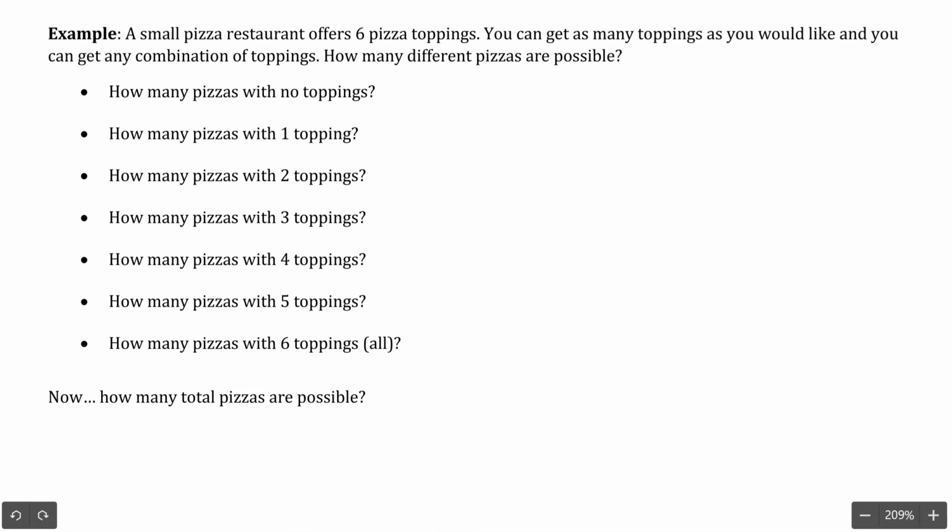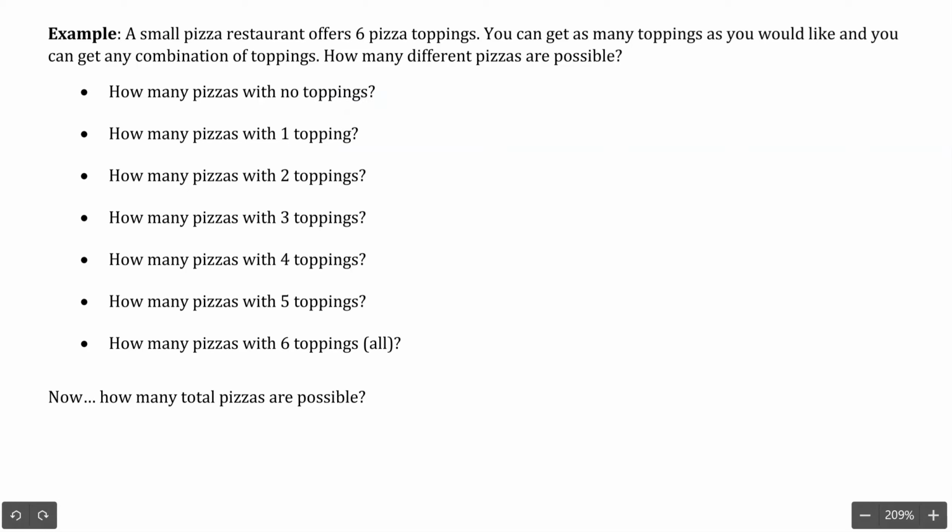And let's do this example. A small pizza restaurant offers 6 pizza toppings. You can get as many toppings as you would like, and any combination of toppings. How many different pizzas are possible? Let's say some people come in and get no toppings. Some get all 6. Some get just pepperoni, or just sausage. Some get pepperoni and red peppers. We want to know how many different total pizzas are possible: pizzas with no toppings, 1 topping, 2, and so on, up to all 6.